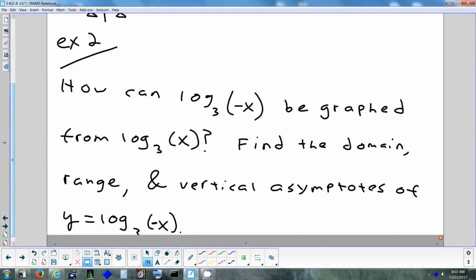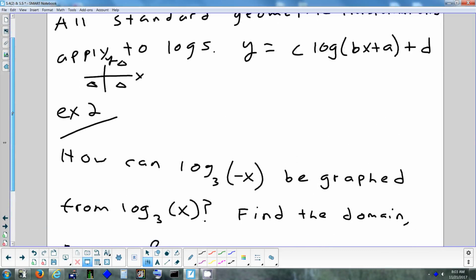So we have a negative. We just said that negative is a reflection. And can anybody tell me, looking at what we have up above, what letter is negative there? Leo? B. B. So that's a horizontal reflection. Okay? Or you could say a reflection over the y-axis.